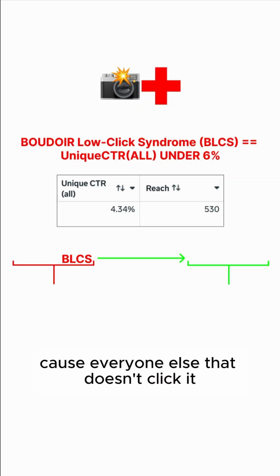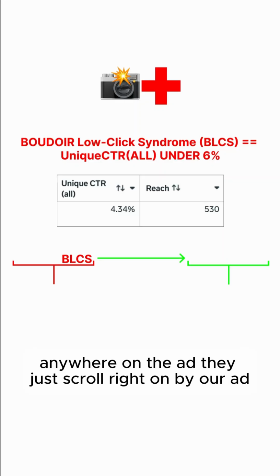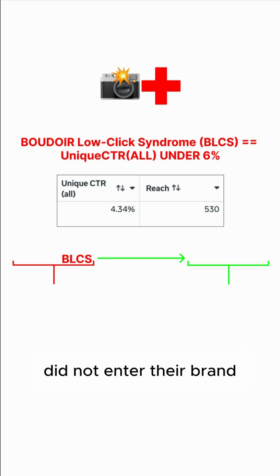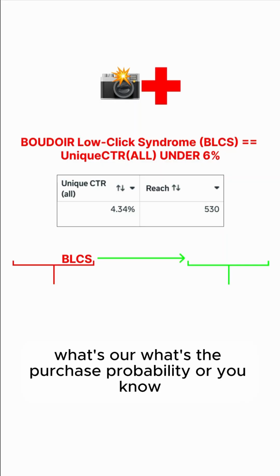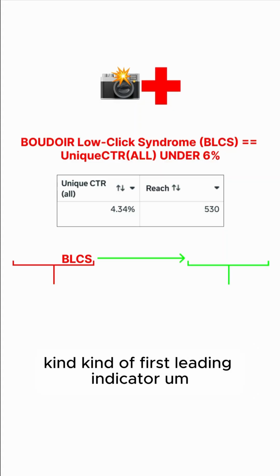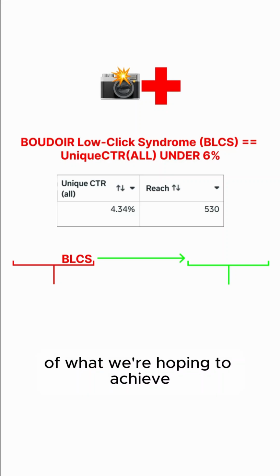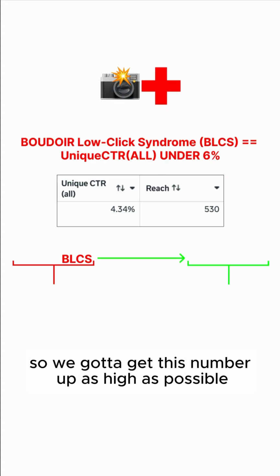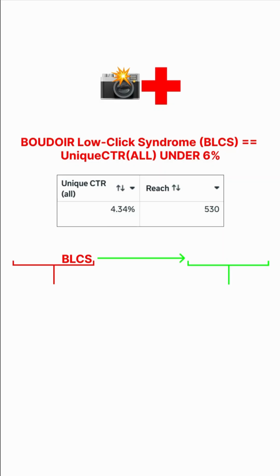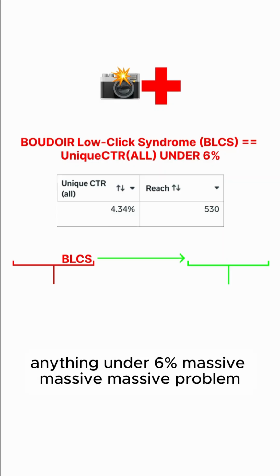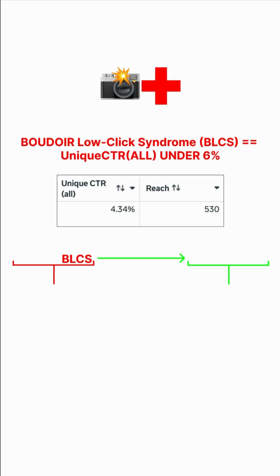Because everyone else that doesn't click anywhere on the ad, they just scroll right on by. Our ad did not enter their brain. They ain't never buying. So this is the purchase probability, or the first leading indicator of what we're hoping to achieve. So we've got to get this number up as high as possible. 6% is the absolute minimum floor. Anything under 6%, massive, massive, massive problem.